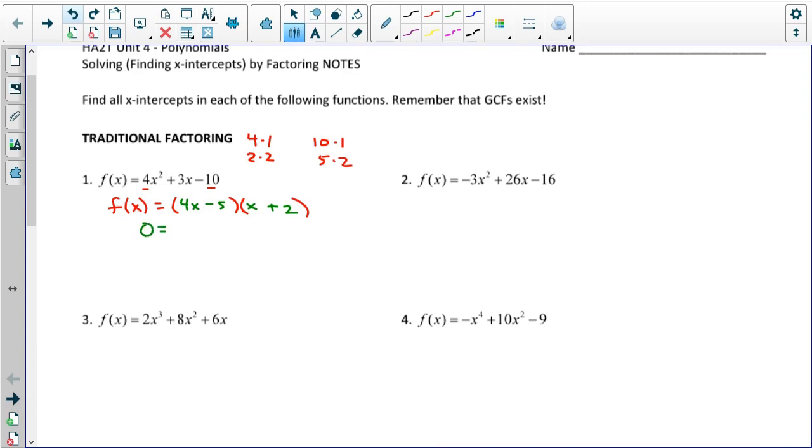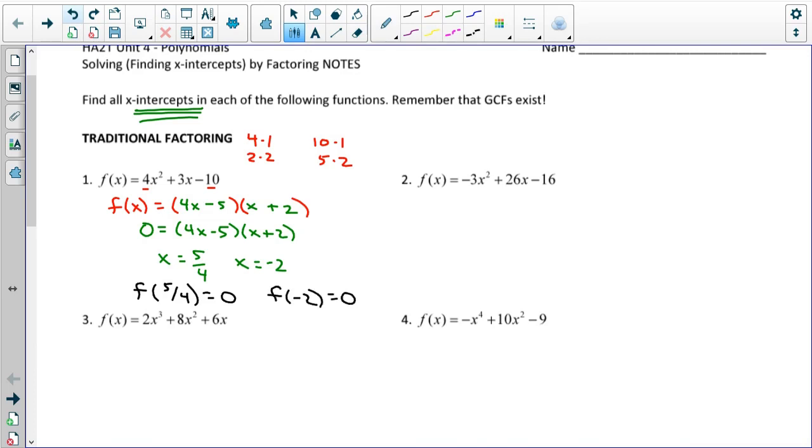Then since I'm finding intercepts, I want to set the function equal to 0. So 4x minus 5 times x plus 2 equals 0, which means that my x-intercepts are at x equals 5/4 and x equals -2. Briefly, let's talk about what that means. That means that f of 5/4 equals 0, and f of -2 equals 0. So essentially, if I substitute 5/4 into the equation, I'm going to end up with 0. That's something that's important to keep in mind as we move along also.